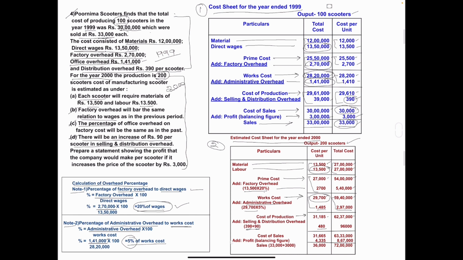Per unit. We have to calculate total. 480 into 100. Total selling and distribution overhead amount is 96,000. Add these: 31,185 plus 480, total 31,665. Total cost: 62,37,000 plus 96,000, total 63,33,000. And this is called cost of sales.